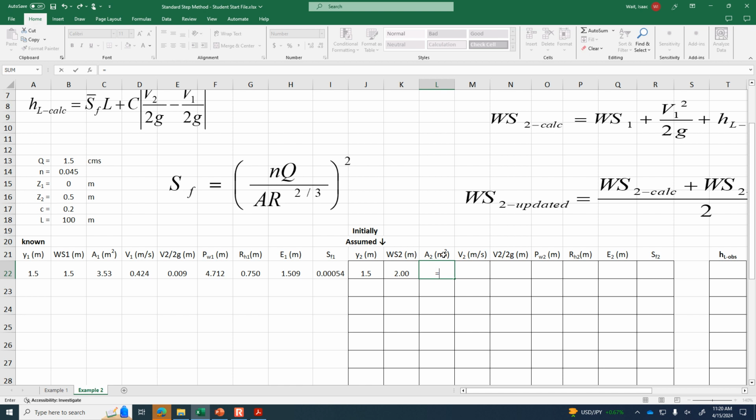So for a trapezoid where it's 2 times y across the top and the depth is y, then the area is going to be 1/2 y times 2y. So it's y squared is the area.